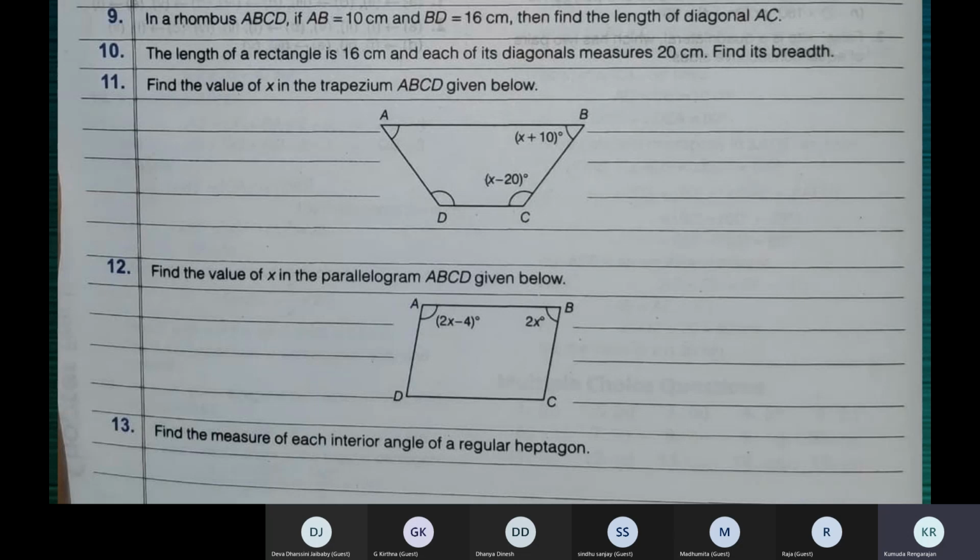What about the answer for the 9th one, children? Still working the 9th one? Yes, ma'am. Ma'am, AC square is equal to 356, ma'am. Maybe you can try again. I don't want to say anything. Just try again. You feel you're not getting it right because the number which you got is not a perfect square. Just think again.